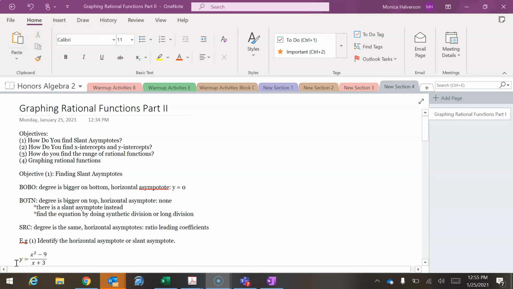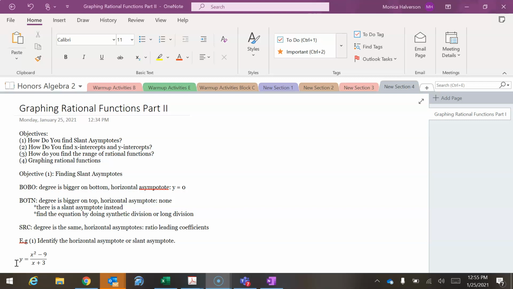So today we are going to look at the second part of graphing rational functions, and we've got four major objectives. The first is continuing on with our concept of how to find slant asymptotes. The second is how do you find x-intercepts and y-intercepts. The third is how can we identify the range. And finally, putting all of these components together of rational functions and graphing them.